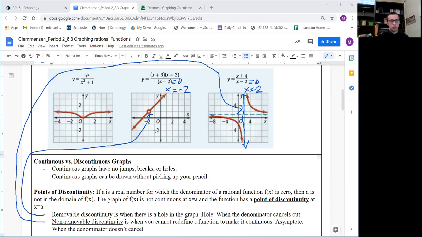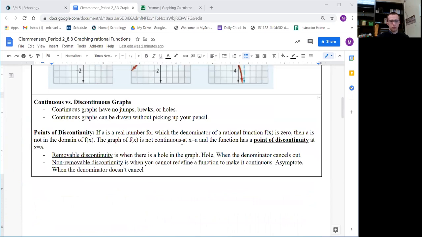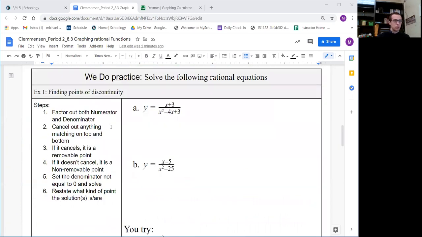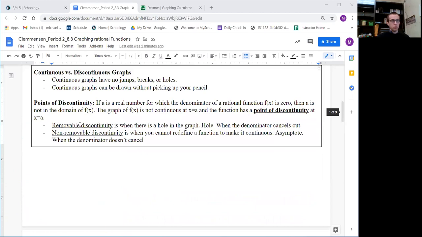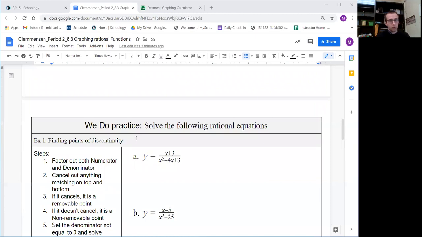All right, so let's do some problems now on how to actually use this stuff, using these words. Our drawings, we're going to move down now. We do practice. This first one, we're going to be finding points of discontinuity. Remember, there's two types of discontinuities, removable and non-removable. Removable in my graph looks like a hole, while non-removable looks like an asymptote. Removable cancels out, non-removable doesn't cancel out. So that's what we're looking for.